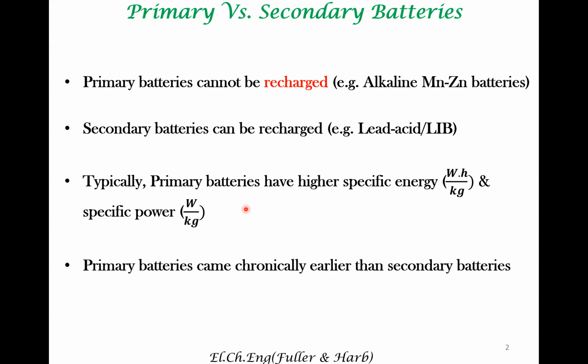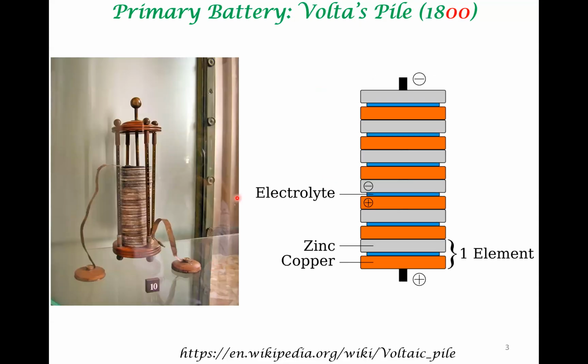Primary batteries and secondary batteries are so called because primary batteries were found earlier than secondary batteries. When you look at the chronology, it's important to understand the time scale, which is one of the aspects I will stress in this lecture. So batteries are not new. The first battery was demonstrated by Volta in 1800. So it's been there for a long time.